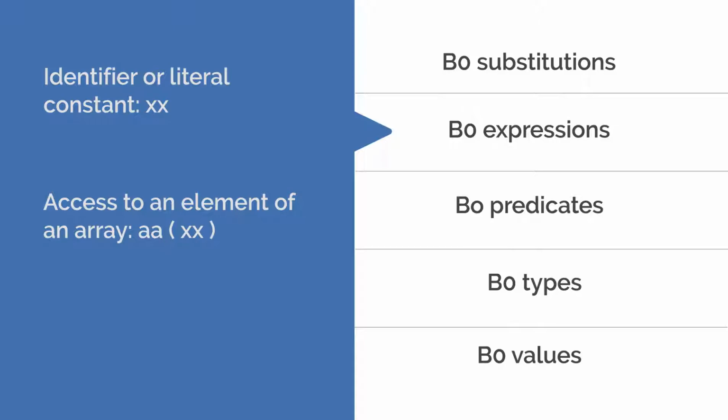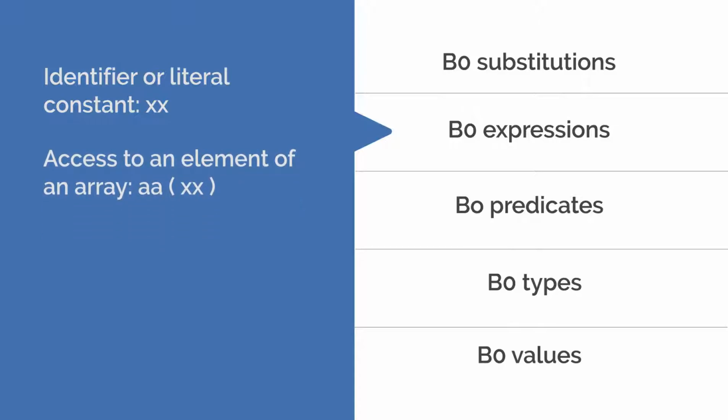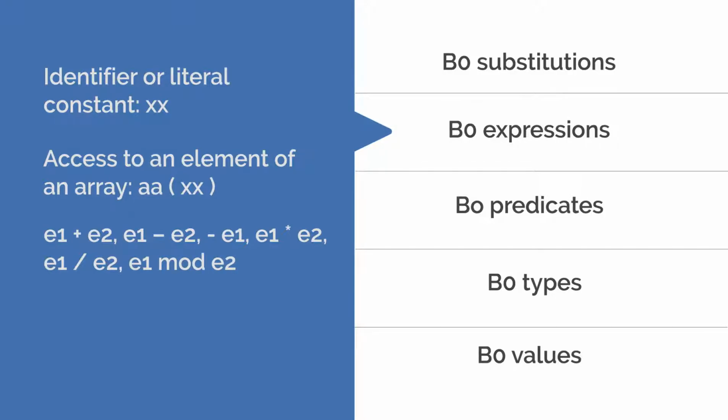We can have the following arithmetic expressions: summation, E1 plus E2, difference, E1 minus E2, the inverse, minus E1. We can have the product of E1 by E2 and the division of E1 by E2. Finally, we can also have the mod, E1 mod E2, which gives us the remainder of the integer division of E1 by E2.